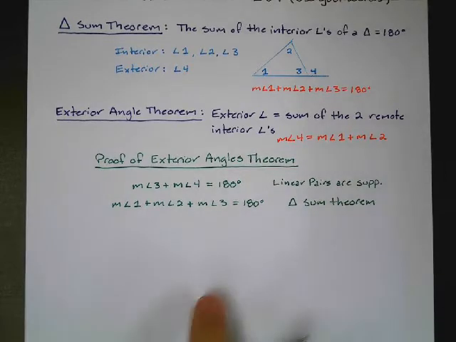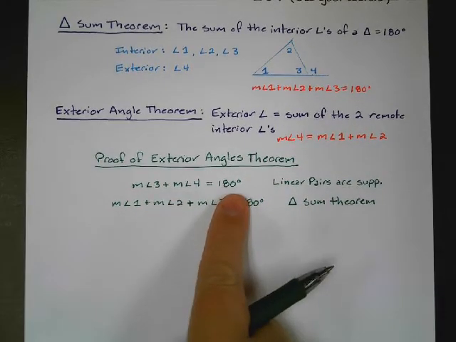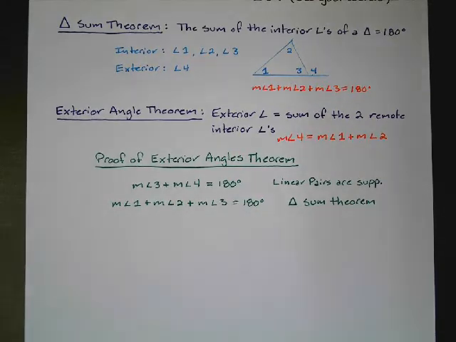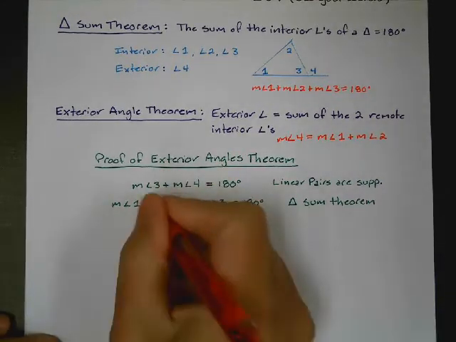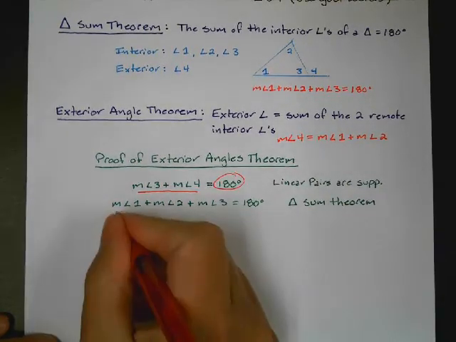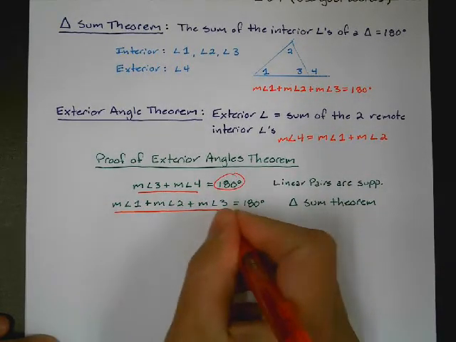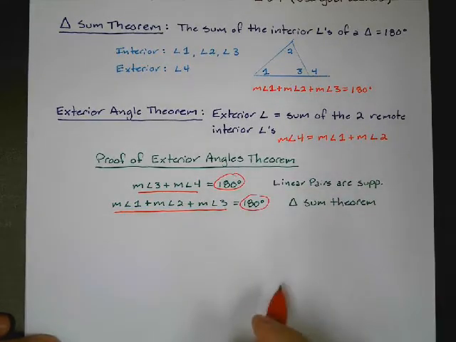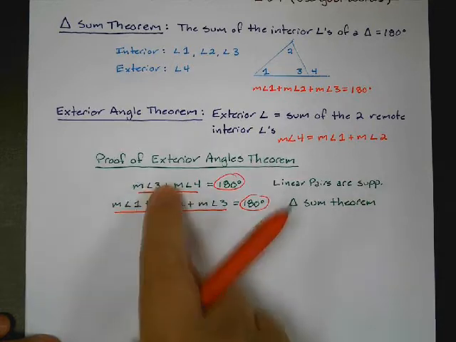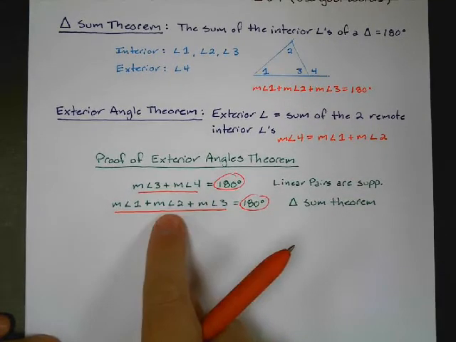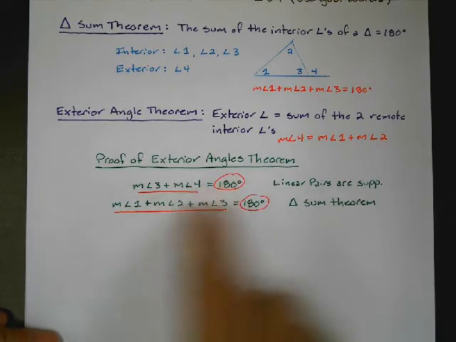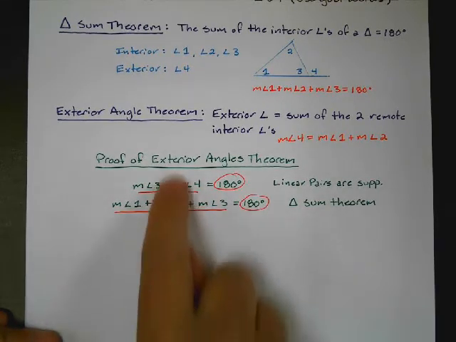Now let's look at this. These two are equaling 180, and then all of these also equal 180. So if this one equals 180 degrees, and this one equals 180 degrees, they're both equal to the same number. That means these two have to be equal to each other. So I can say, since they both equal 180, that they're equal to each other.